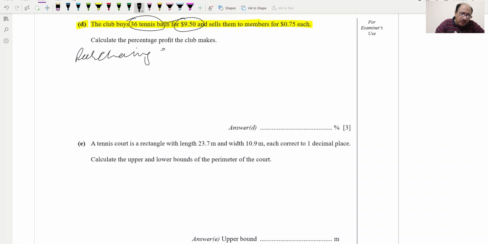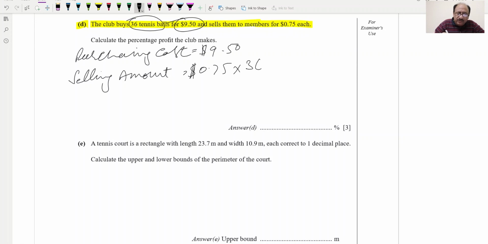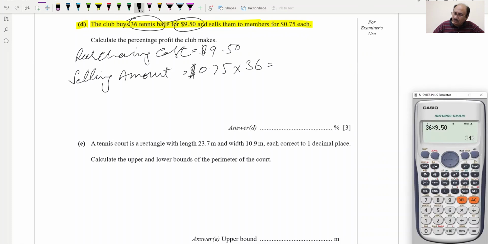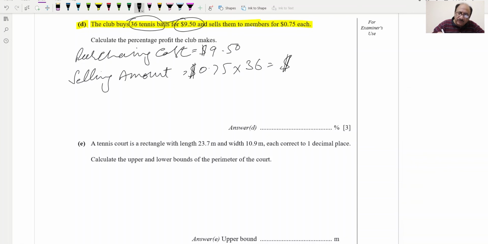Purchasing cost will be 9.50. This will be in dollars. The selling amount will be equal to 0.75 dollars multiplied by 36. 0.75 multiplied by 36 is equal to $27.